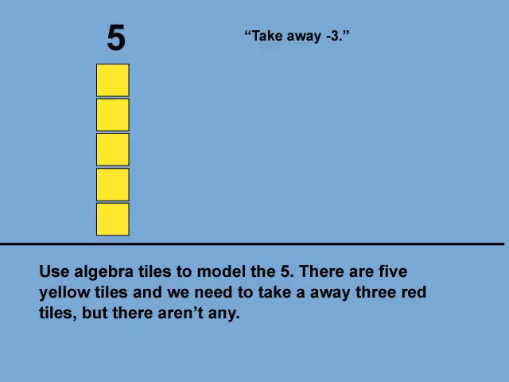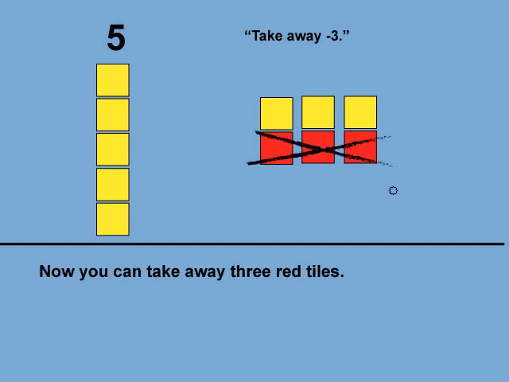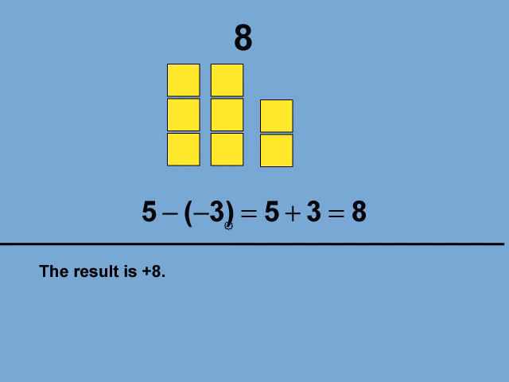Use algebra tiles to model the 5. There are 5 yellow tiles and we need to take away 3 red tiles, but there aren't any. Add 0 pairs, which don't change the value of the expression, but introduce red tiles into the expression. Add 3 0 pairs. Now you can take away 3 red tiles. The result is positive 8.